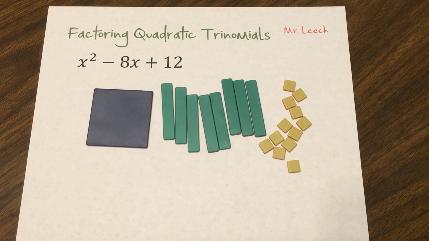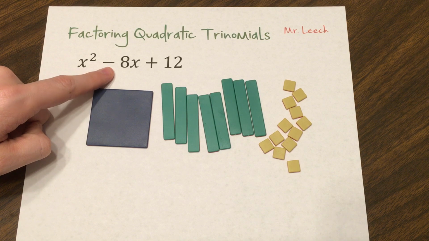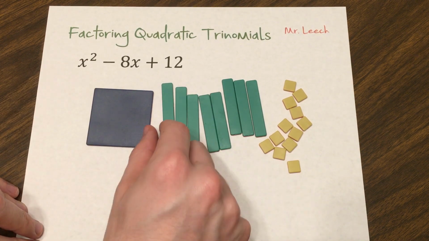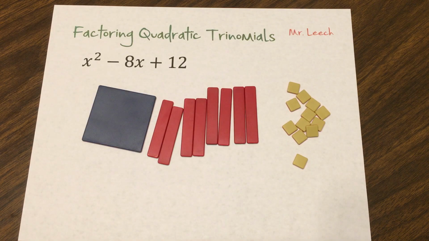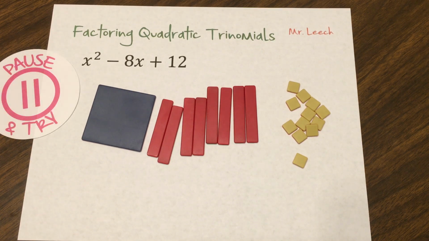If you think you're seeing double, no need to get your eyes checked, because this is a negative 8x. So these positive 8x's need to turn into negative 8x. The same rules are going to apply as before. Just fit the algebra tiles together as a rectangle.